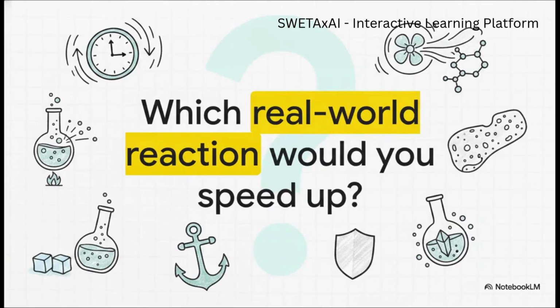Well, that leaves us with a pretty fascinating final thought. You now basically possess the blueprint to manipulate chemical time itself. You understand the hidden dials, temperature, surface area, catalysts, that control exactly how fast the microscopic world operates. So if you could harness this knowledge outside the exam room, which real-world reaction would you speed up to save the day, or maybe slow down to buy humanity just a little more time? Keep that in mind as you study, and I'll see you in the next explainer.